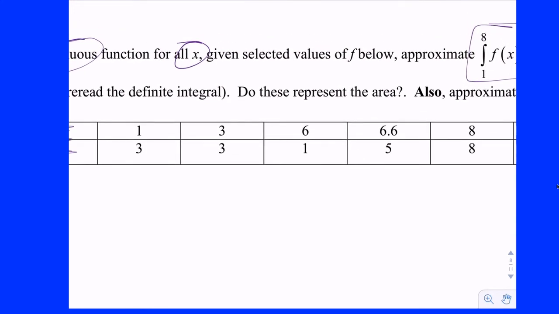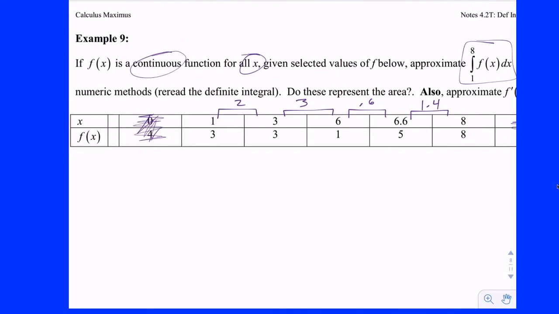Let's calculate the subinterval widths. 1 to 3, that's 2. I guess it's 2 all the way through, right? Delta x is 2. It's 3 there. Okay, so now delta x is the average of those, right? 2.5? No. It's 0.6 here, and it's 1.4 there. Okay, do we have a uniform delta x? No. So we're not going to be able to factor it out. It's not going to be there in each term. So we're not going to be able to expedite the process, but it's still not going to be that difficult.